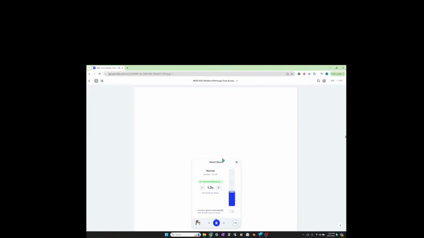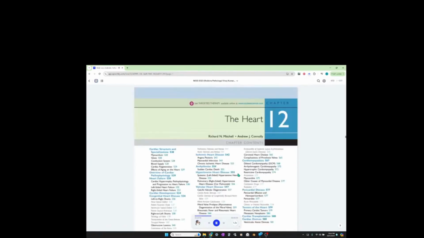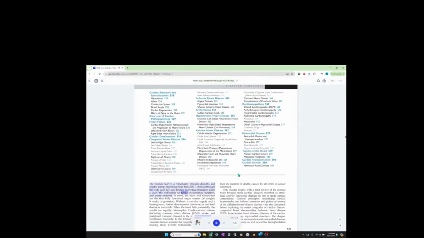The human heart is a remarkably efficient, durable, and reliable pump, propelling more than 7,500 L of blood through the body each day, and beating more than 40 million times a year, the wellspring for tissue oxygenation, nutrition, and waste removal. In utero, the heart and vasculature are the first fully functional organ system. Without a vascular supply and a beating heart, further development cannot occur and fetal demise is inevitable.